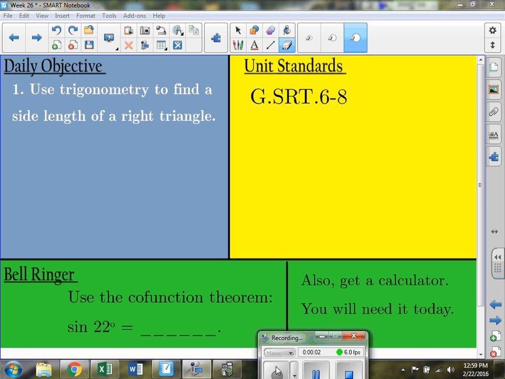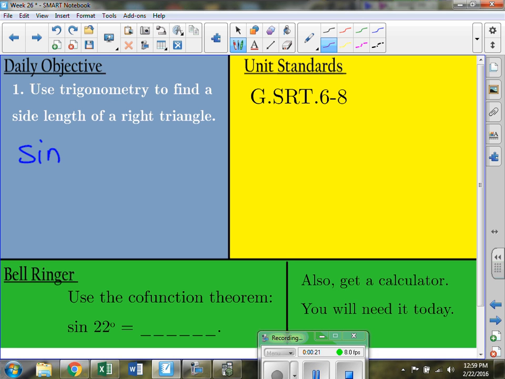In this video, we are going to discuss how to use trigonometry, so how to use sine, cosine, or tangent to find the side length of a right triangle. In order to do that, one of the pieces that you will have to have, tell me now, if you have the sine of an angle, what is sine? What ratio is it?